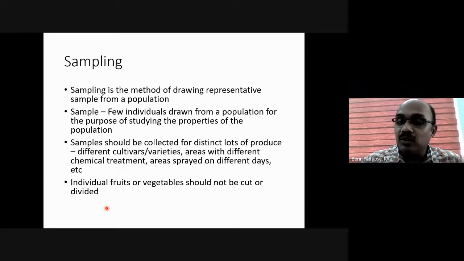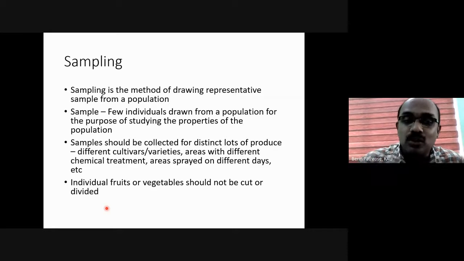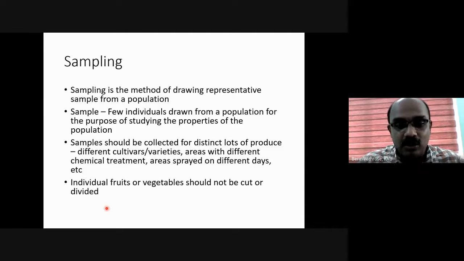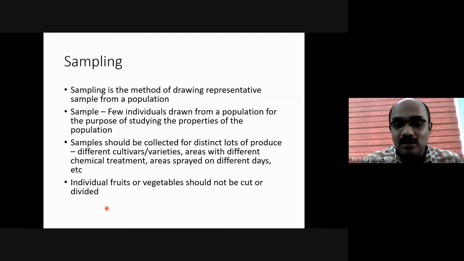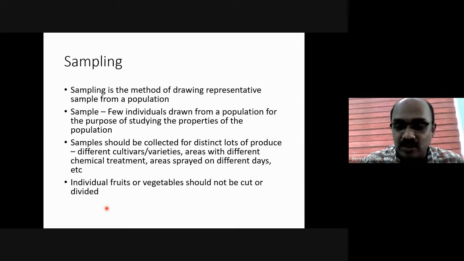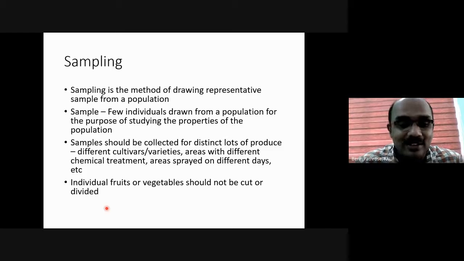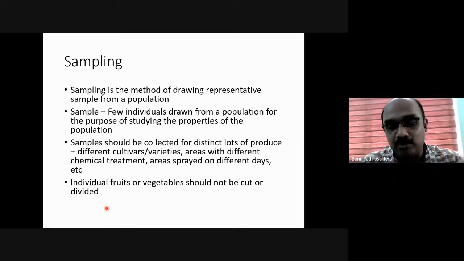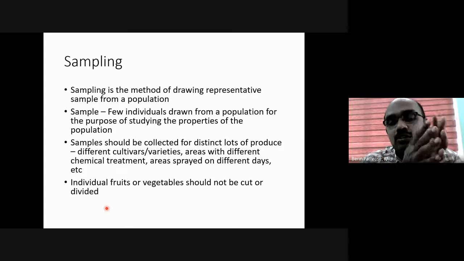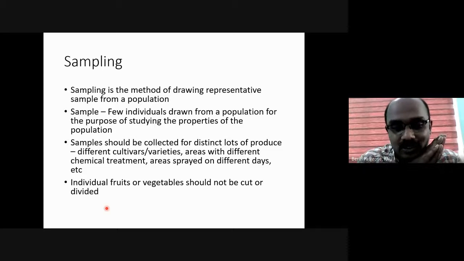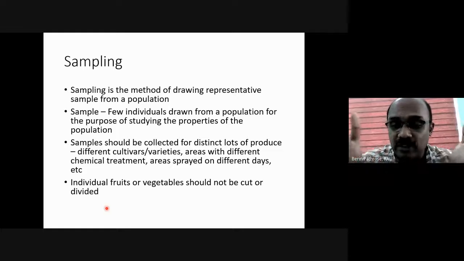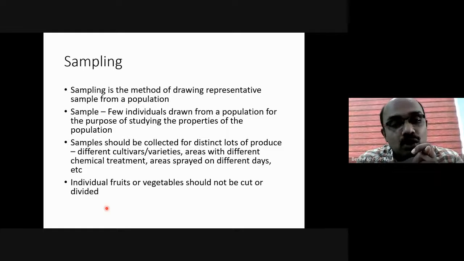So you are not supposed to cut, just like in a vegetable shop. You went to a vegetable shop to purchase pumpkin or ash gourd or anything. In Kerala, I don't know about other states, if you go to a vegetable shop, they may give you smaller pieces of pumpkin, ash gourd, etc. So in the field, if you are trying to sample it, you are not supposed to cut or divide the samples.